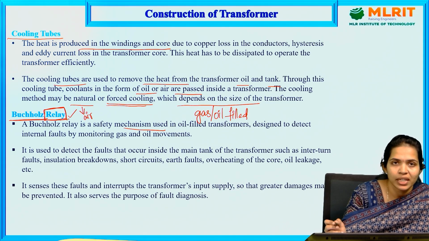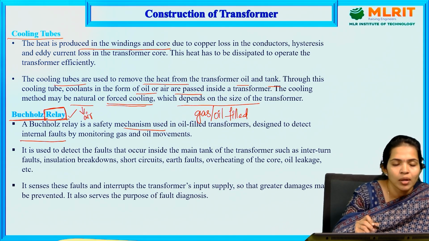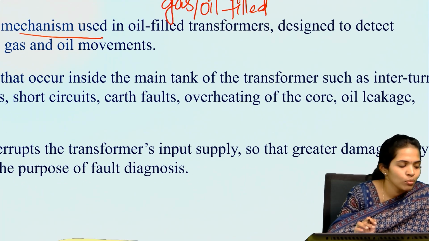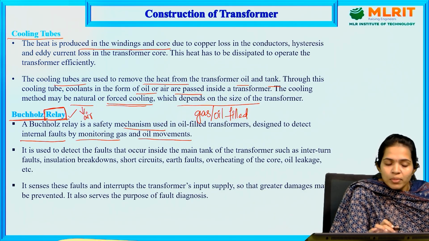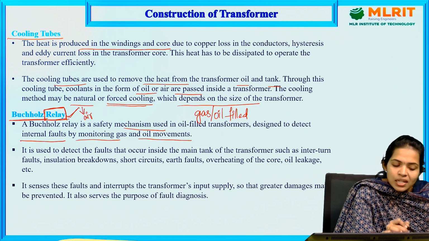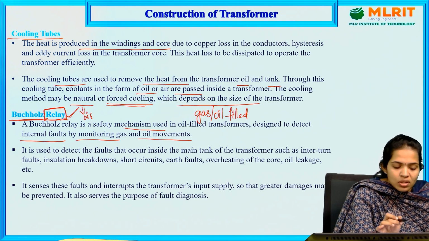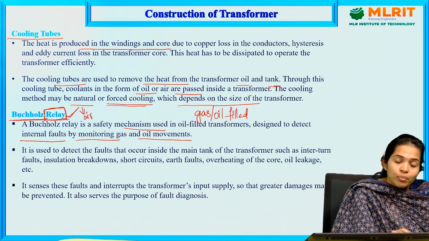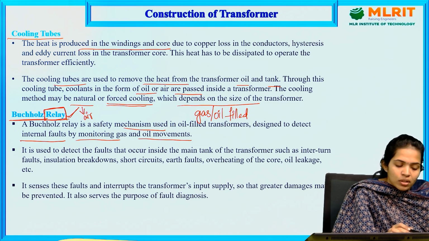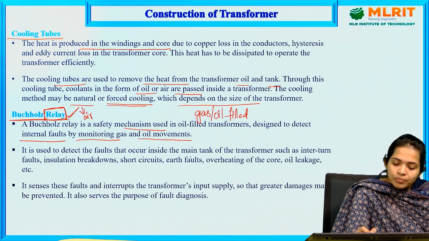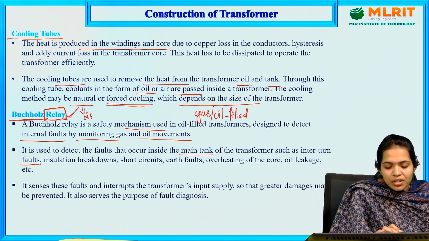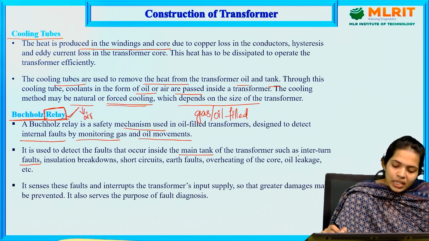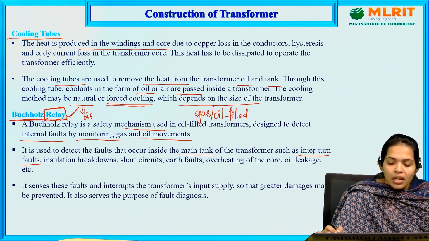It is designed to detect the internal faults by monitoring the gas and oil movements in the transformer. By monitoring the gas and oil movements in the transformer, this Buchholz relay will disconnect the transformer from the external load circuit, in order to protect the loads and the transformer. It is used to detect the faults in the main tank of the transformer. These can be internal faults and external faults.